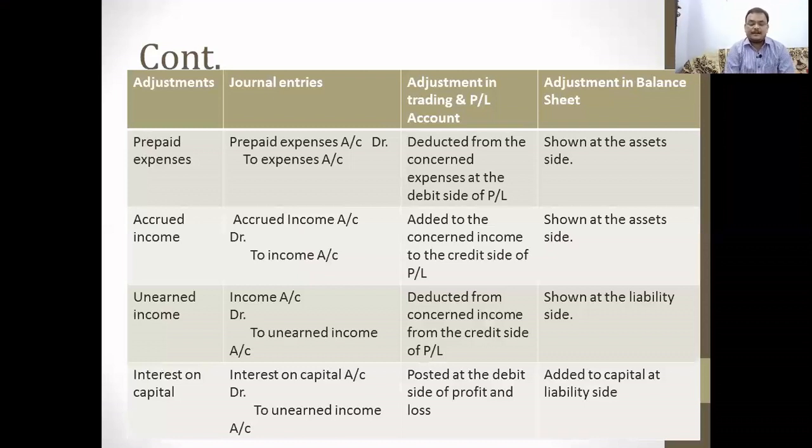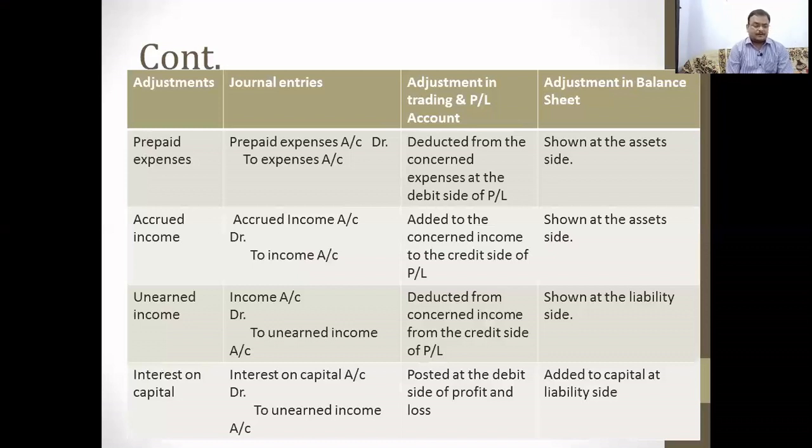Interest on capital. If there is interest on capital, some interest is charged on capital. So for interest on capital, there is a journal entry passed named interest on capital account debit to unearned income account.